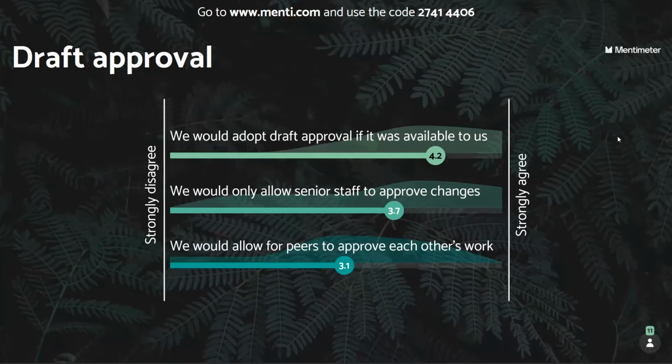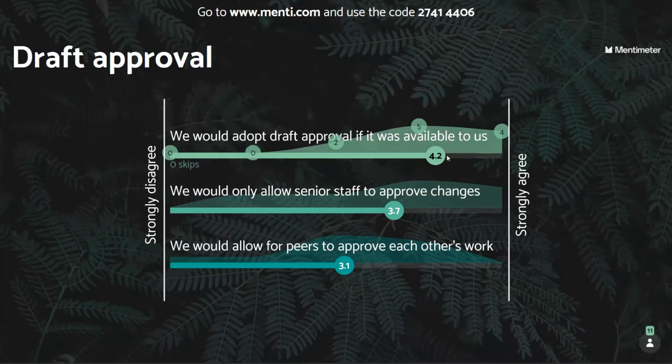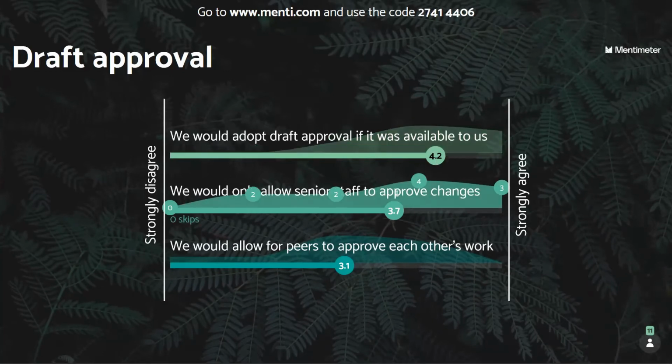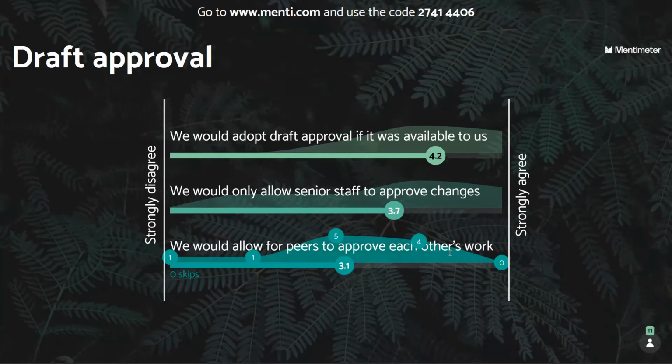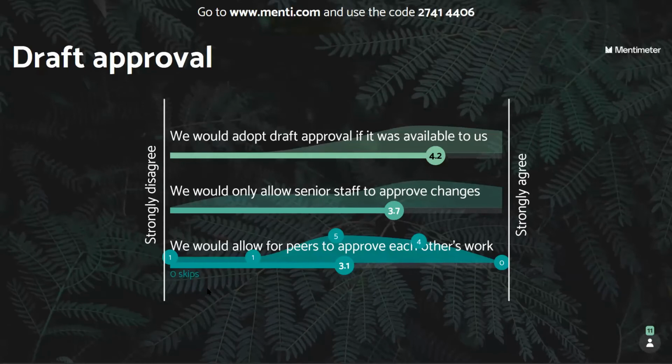Before we go on to the next slide, I don't know if there are any comments or people have any reflections on these things here. I can see that 4.2, so it's quite a high level of excitement, you might say, to have draft approval. That's really brilliant. And then here you see that some people would only allow senior staff. And then we also see that some people think this is worth exploring, and some people don't. And I think that's fine. I think it depends on how you're organized and what kind of collections you have, probably.